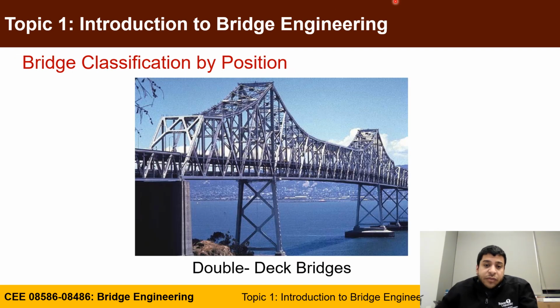We can also classify bridges by position. So for example, you can have double deck bridges, where you have two surfaces to drive on. One surface, the bottom surface, for example, will take you from north to south, and the other one, which is a second level, will take you in the opposite direction. It's like a building design, when you have two levels.